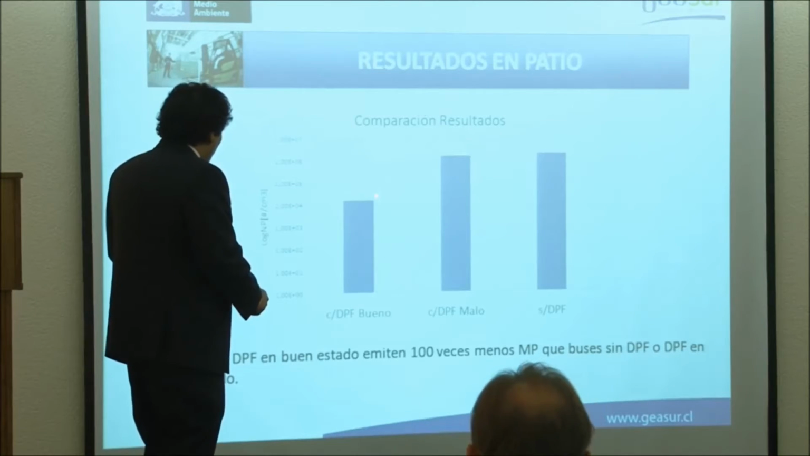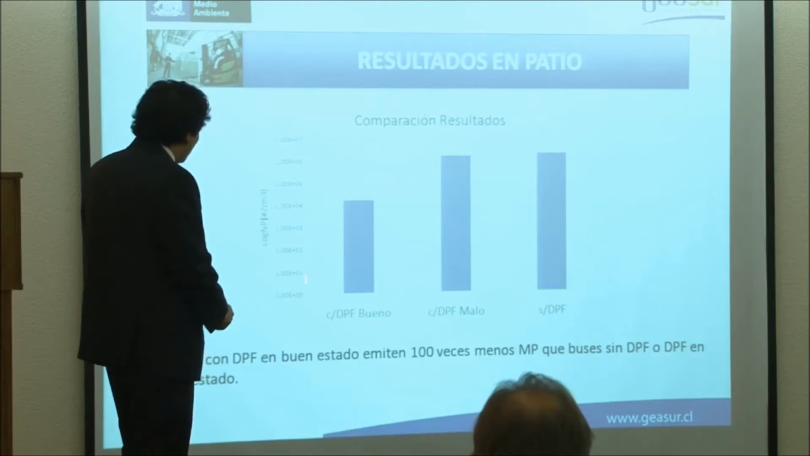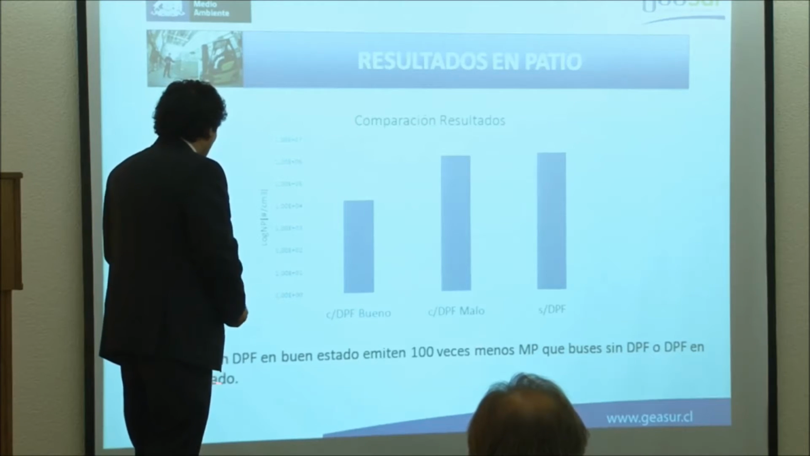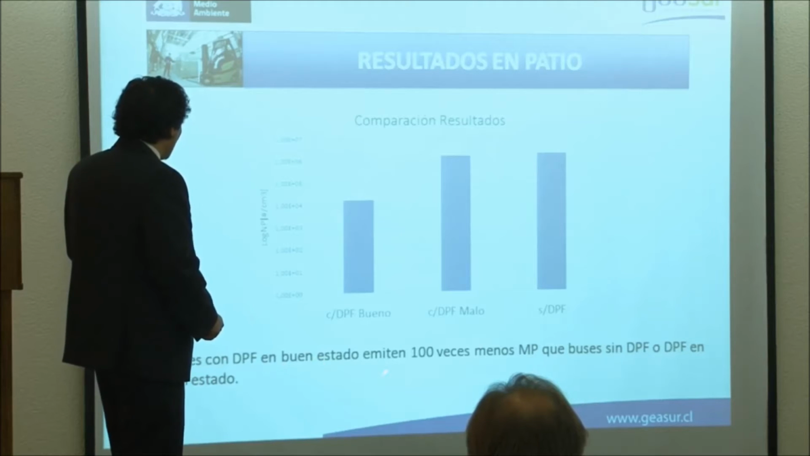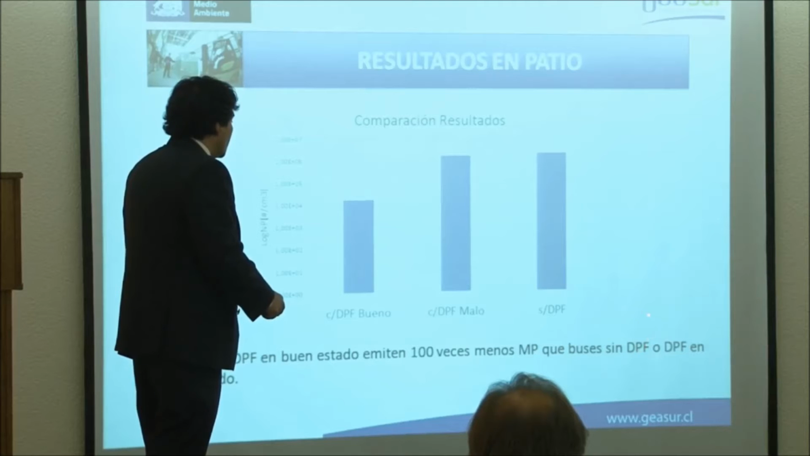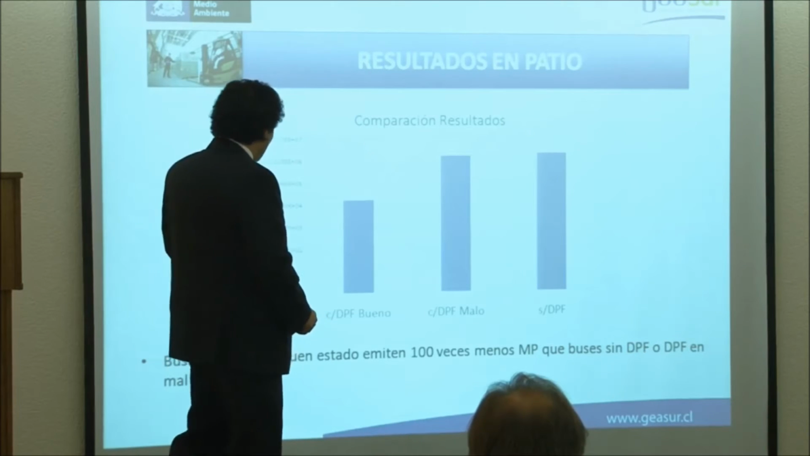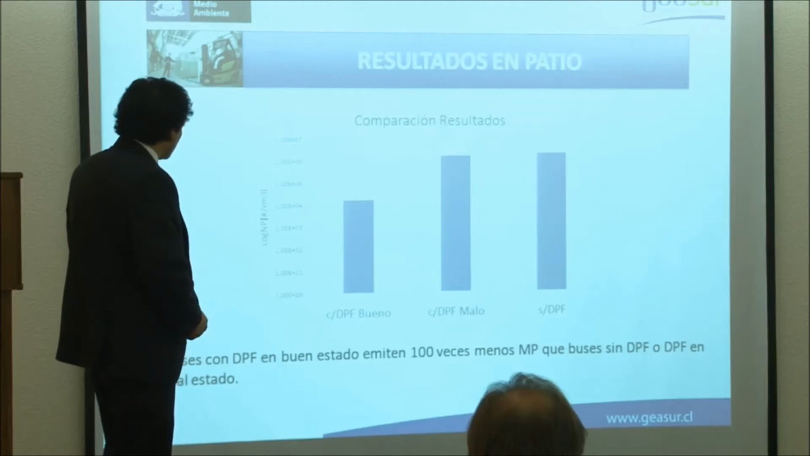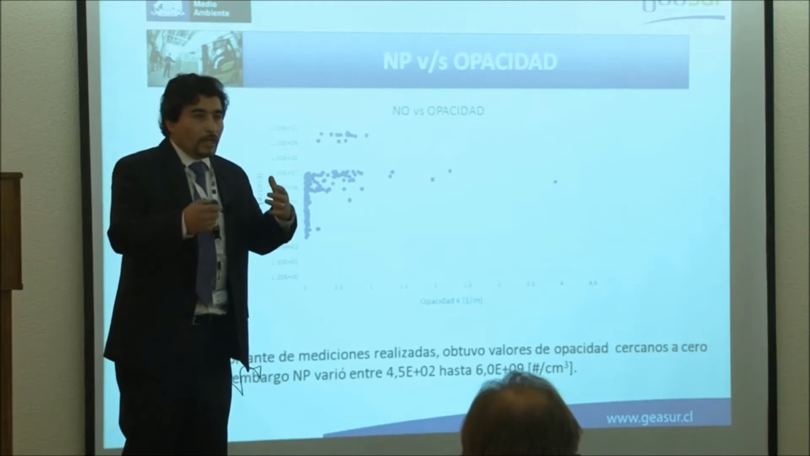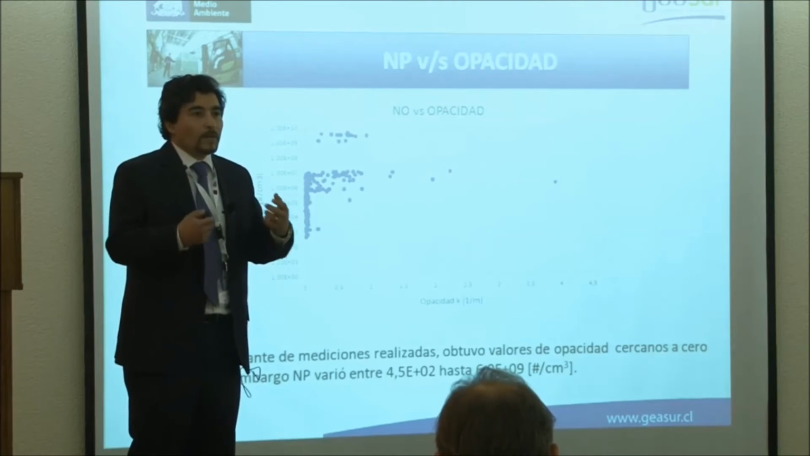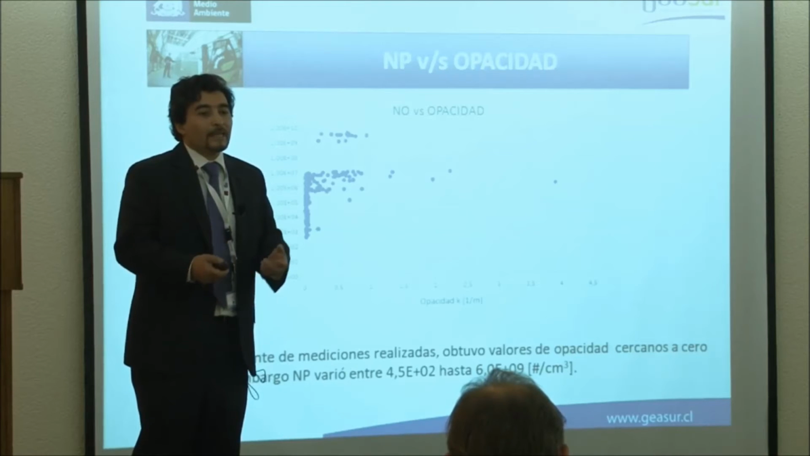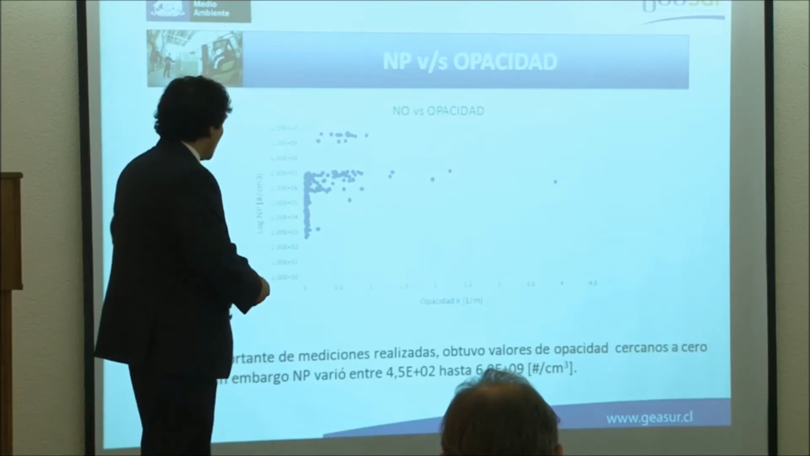Now, if we compare the results, what do we have? This would be a bus with a filter in good condition. This is a bus without a filter. So now we see that buses with filters in good shape expel fewer particles than buses without DPFs or with malfunctioning DPFs. So the challenge is to see how we can incorporate these control techniques so that we can improve the efficiency of the program, identifying which filters need maintenance or repair.